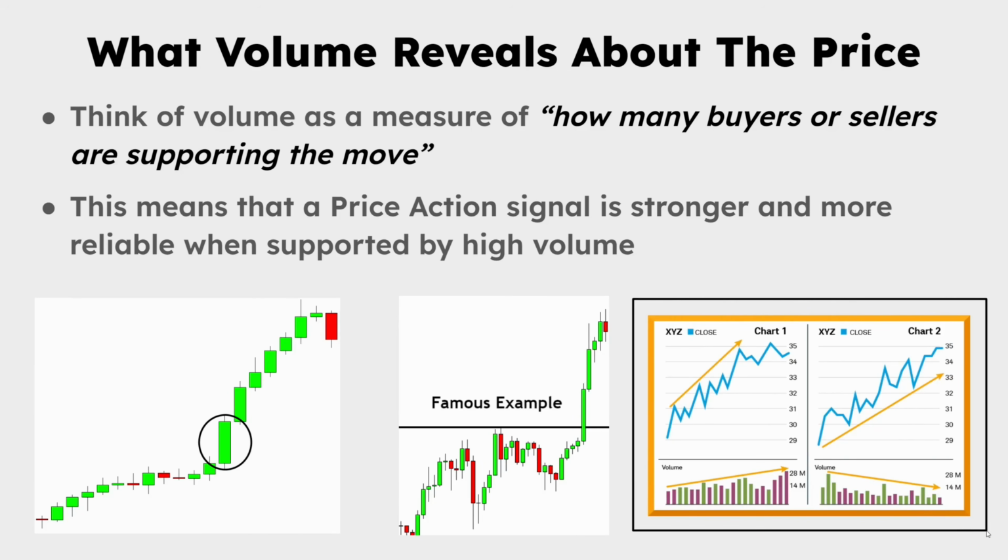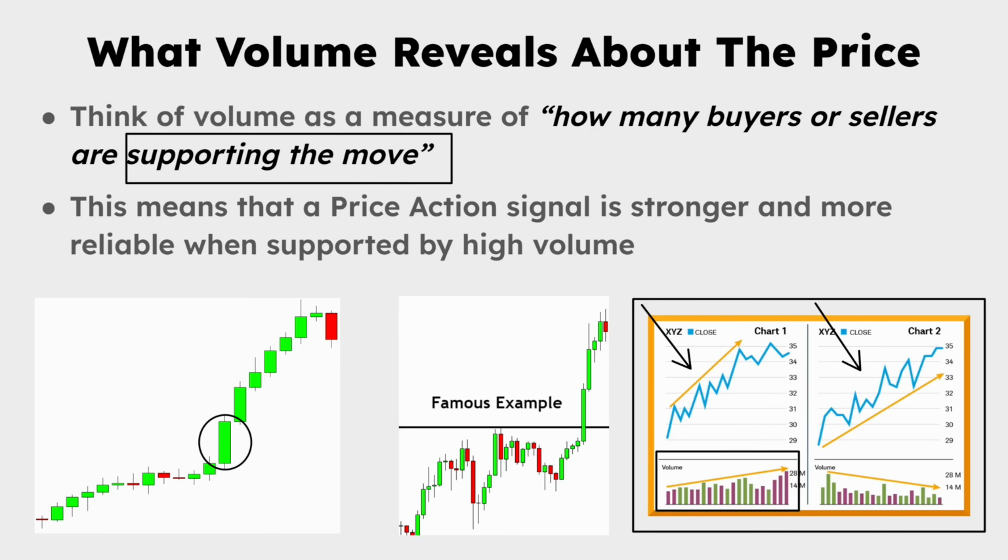If you take a look at this image right here, you can see that we have one uptrend to the left, and we have another identical uptrend to the right. But the difference between these two charts is that for one chart, we see increasing volume, or in other words, more and more buyers are supporting the move. But in the other example, the volume is decreasing, which means that less and less buyers are supporting the move. Because of this, the chart to the right is a little bit more likely to actually fail compared to the chart to the left.